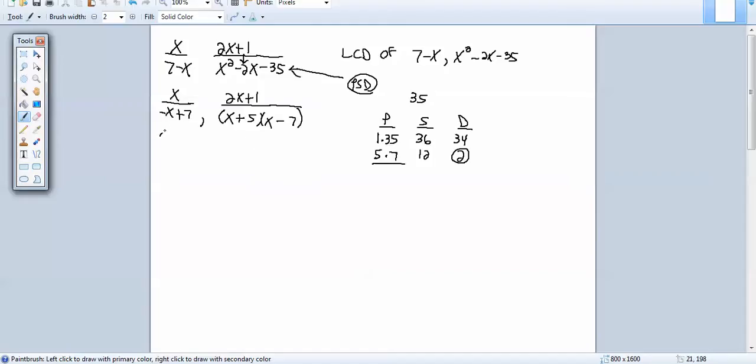Okay, now this one here, the only factoring we could do is GCF. Because remember, if your first term is negative, you always factor out a negative. And that's going to give us x minus 7.